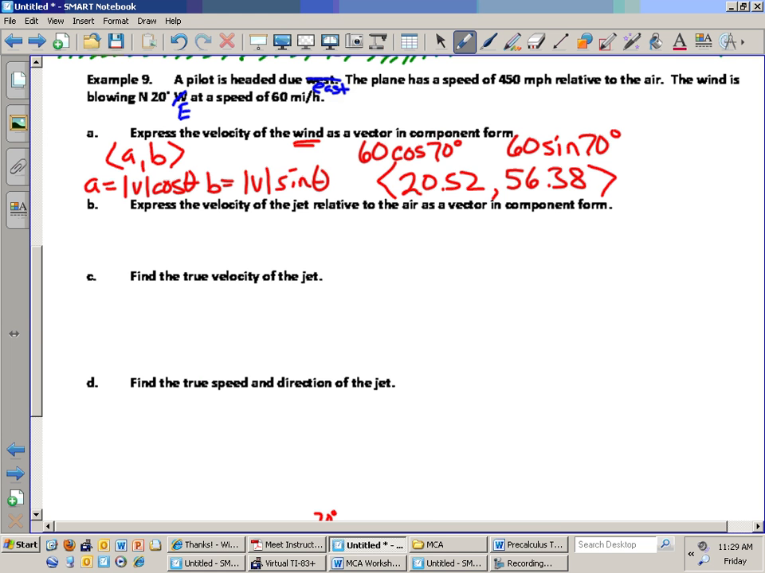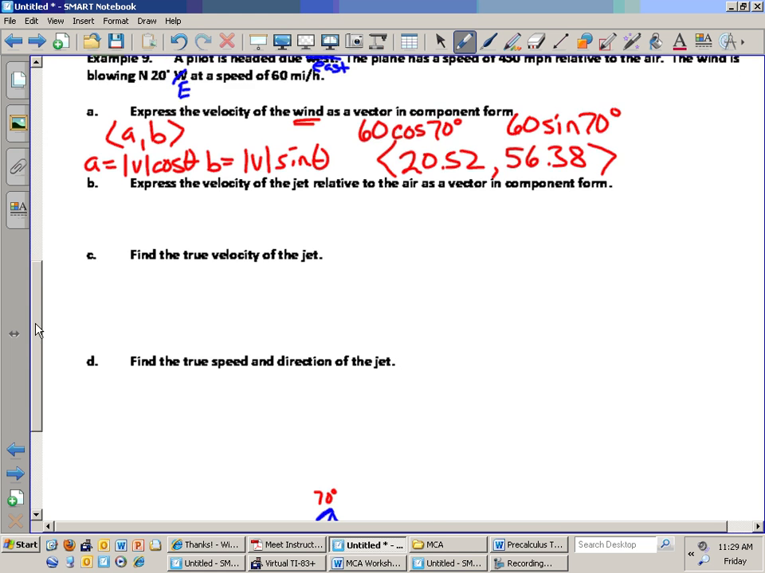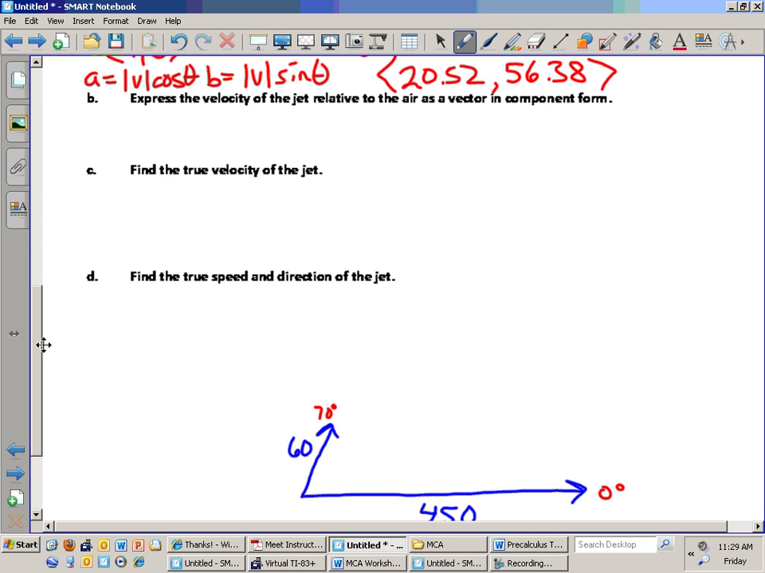Okay, so there's a component form. And so if we actually go down here, you guys, if we were to move over 20 units and then up 56 units, that would bring us to the tip of this vector right here. So that's what we just found, okay?